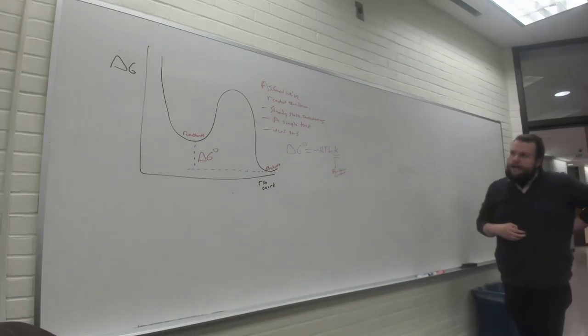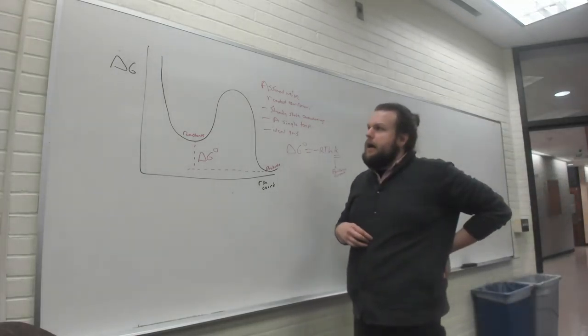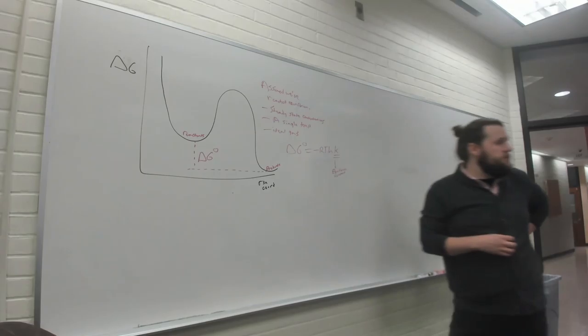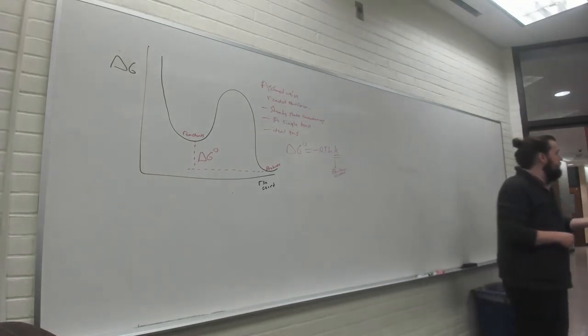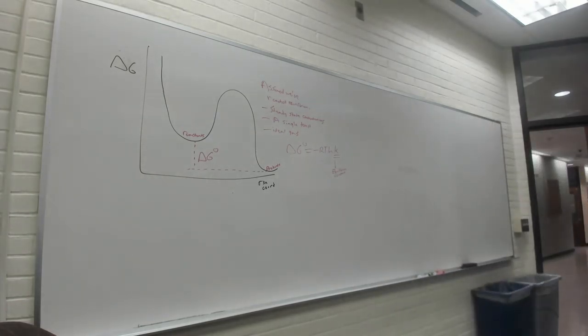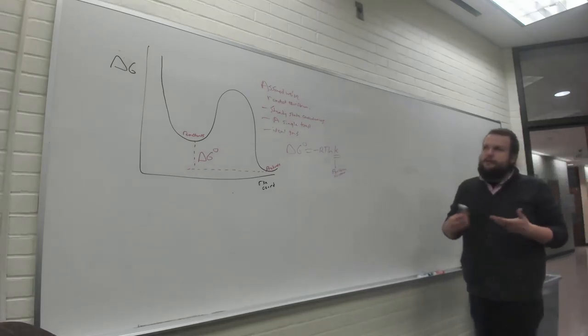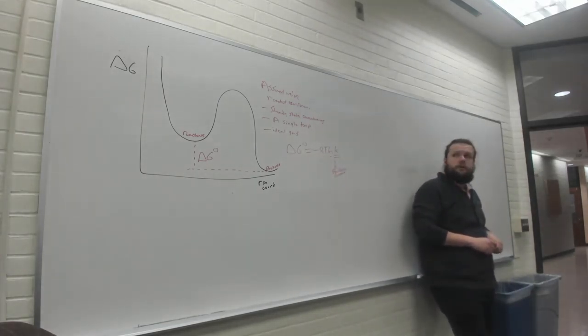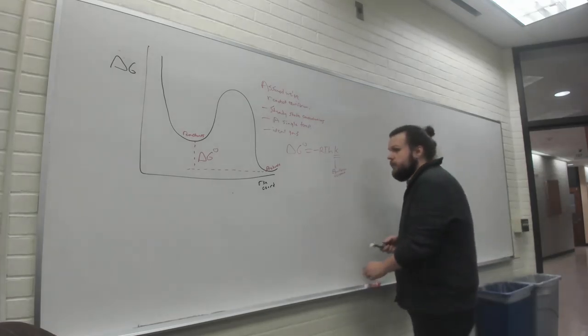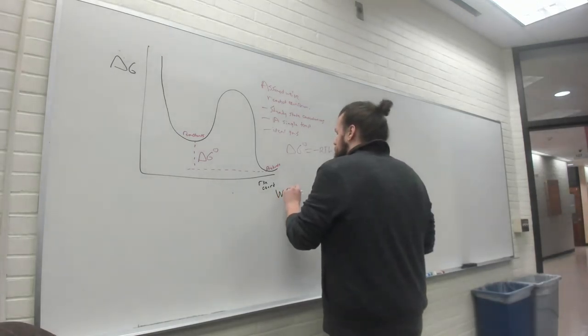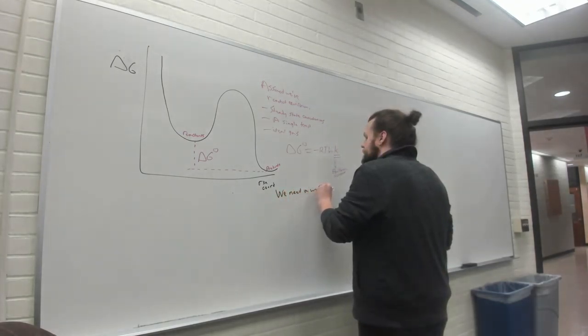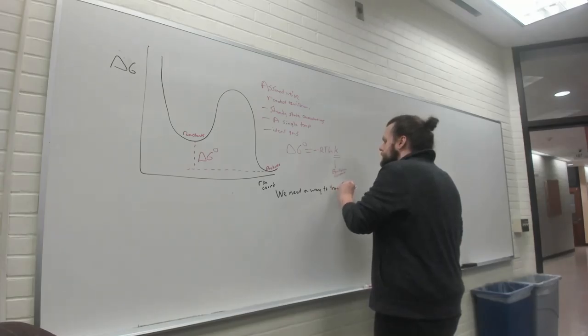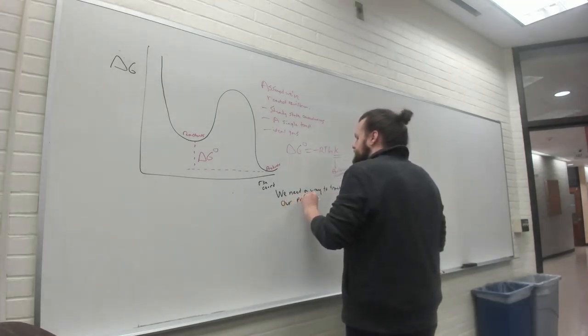Maybe we want to do a reaction and monitor the products. Maybe we start with just reactants and we want to monitor the products, and we ultimately want to measure delta G. But if it takes 10 million years, we're never going to be able to measure delta G by measuring the equilibrium constant. So we need to find a way to track. Let me write this down. We need a way to track our progress towards equilibrium.